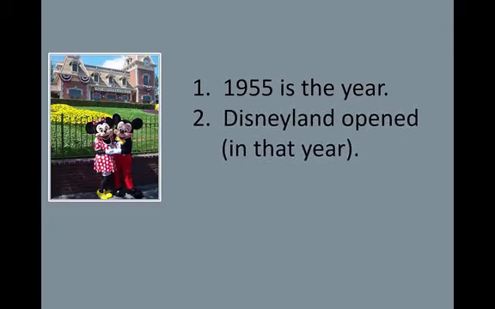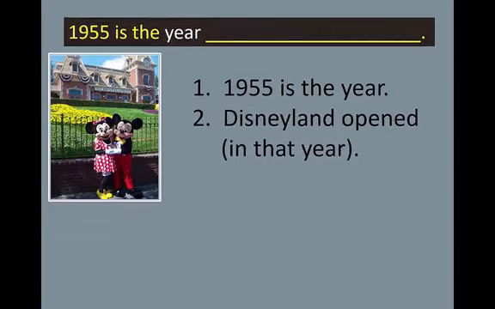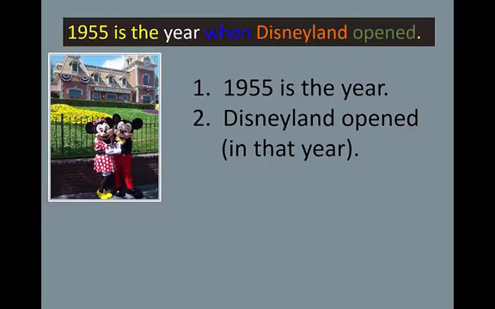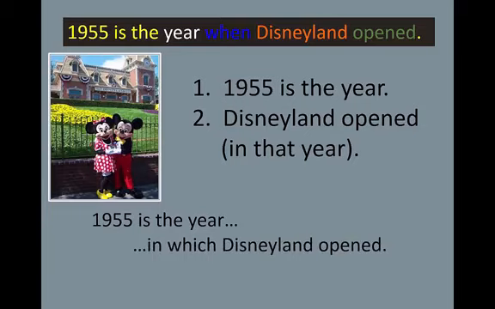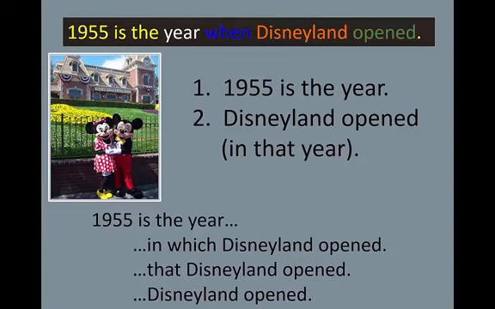Let's take a look at another example. Let's combine these two ideas. 1955 is the year Disneyland opened in that year. Do you remember how to complete the sentence? 1955 is the year when Disneyland opened. Here are some other ways that you can say the same thing. 1955 is the year in which Disneyland opened. We can also say 1955 is the year that Disneyland opened, or you can simply say 1955 is the year Disneyland opened.